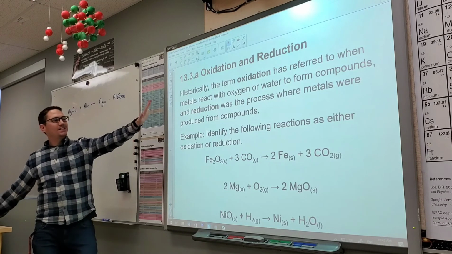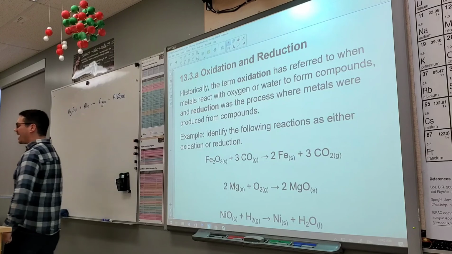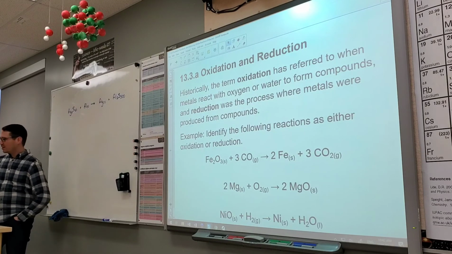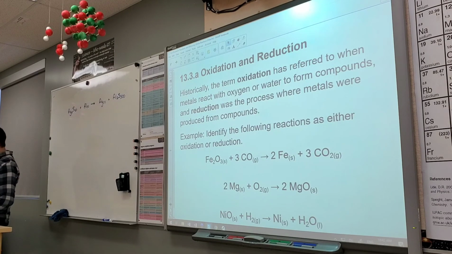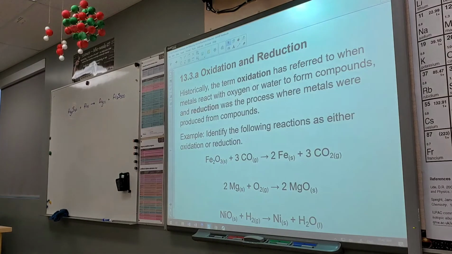That's because this definition of oxidation and reduction is actually in 13.1 of your textbook. We're starting in kind of a weird spot, but that's because I think it's the most useful tool to put in your tool belt for this entire unit.